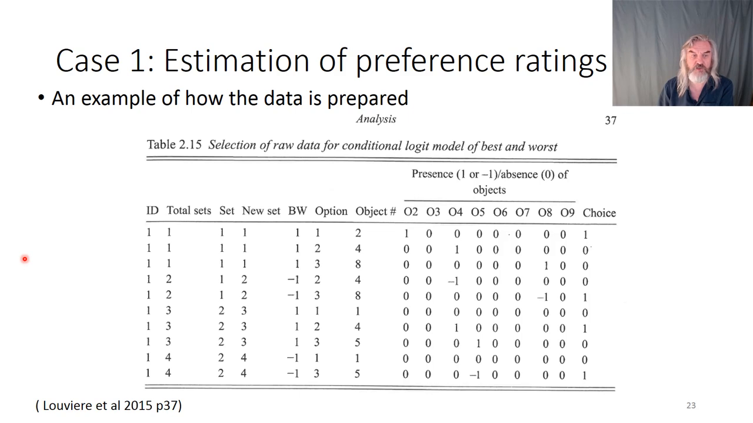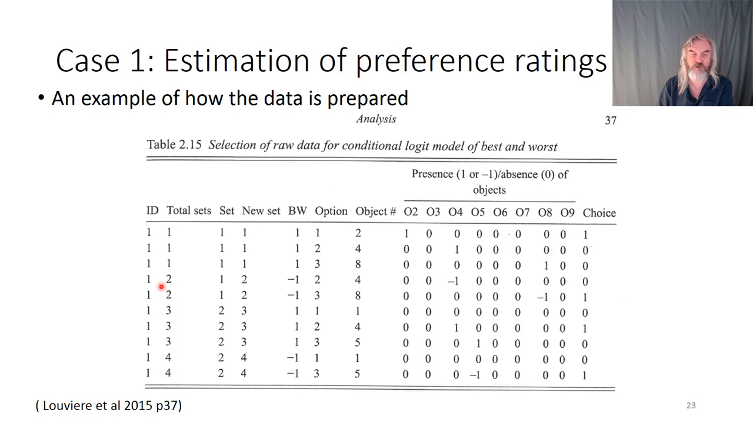If you imagine this would be sitting in an Excel spreadsheet, as to how the data is prepared before going into analysis. So this is one where there are 9 objects that we want to do the analysis on. This is the data set actually just for one person, so that's the ID here. And this is giving some information about the sets. So this is set 1 that we're going to be considering. This is set 2, this is set 3, this is set 4.